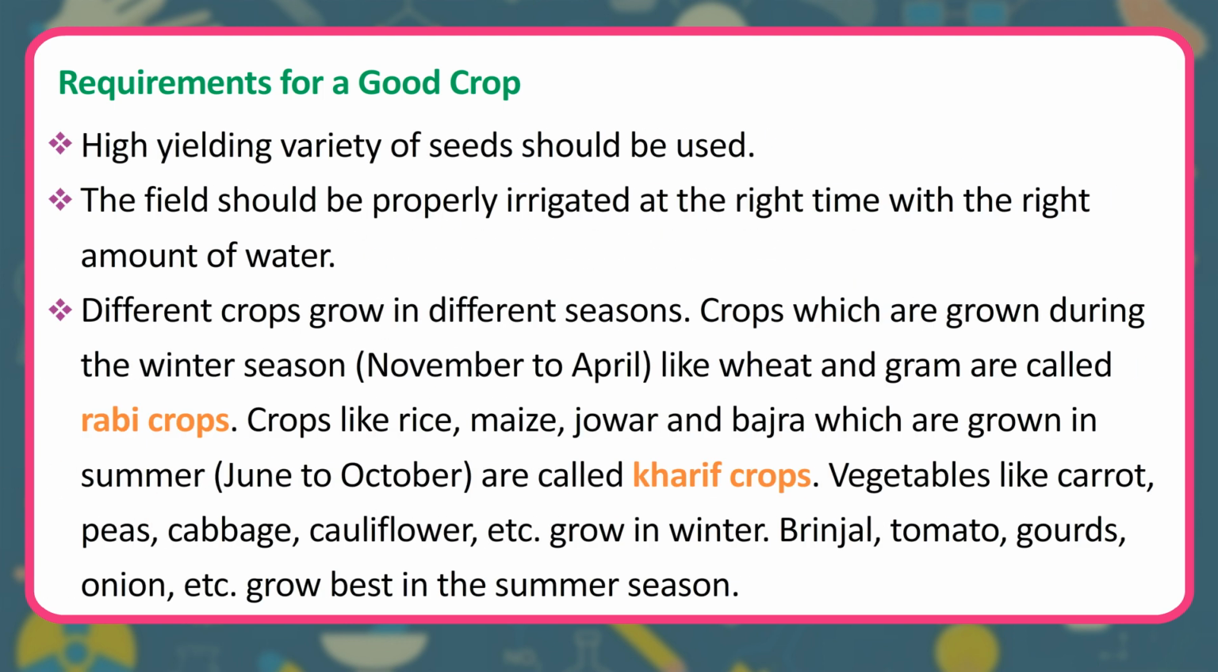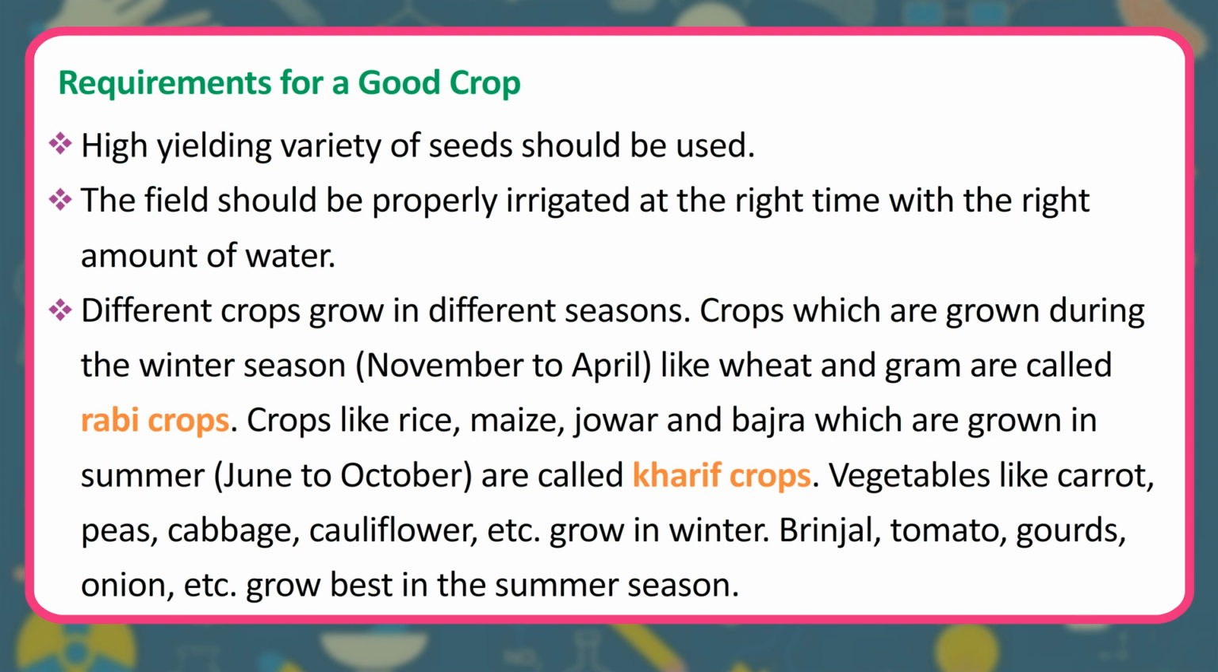High-yielding variety of seeds should be used. The field should be properly irrigated at the right time with the right amount of water. Different crops grow in different seasons. Crops which are grown during the winter season, November to April, like wheat and gram are called Rabi crops. Crops like rice, maize, jowar and bajra which are grown in summer, June to October, are called Kharif crops.